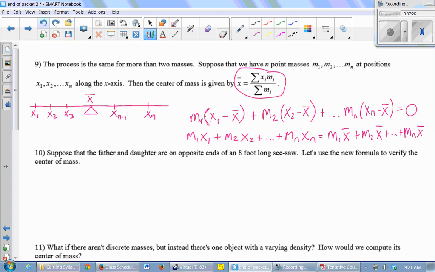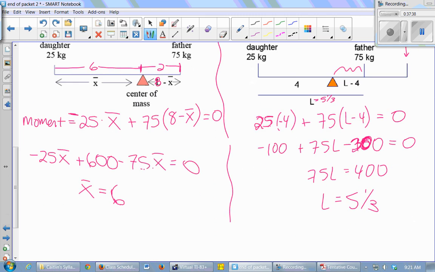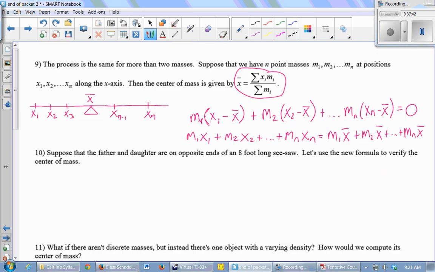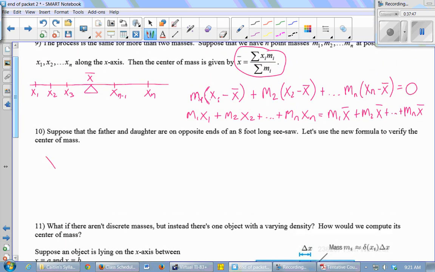So let's just use that formula for the father-daughter example on the 8-foot-long seesaw. So we're going to verify the center of mass. We already figured out it should be at 6, right? In the case where we can move the pivot, it should be at 6. Okay, so I want to use my formula, x bar equals the sum of xi mi over the sum of the mi's. And this should give me 6 because I already calculated it.